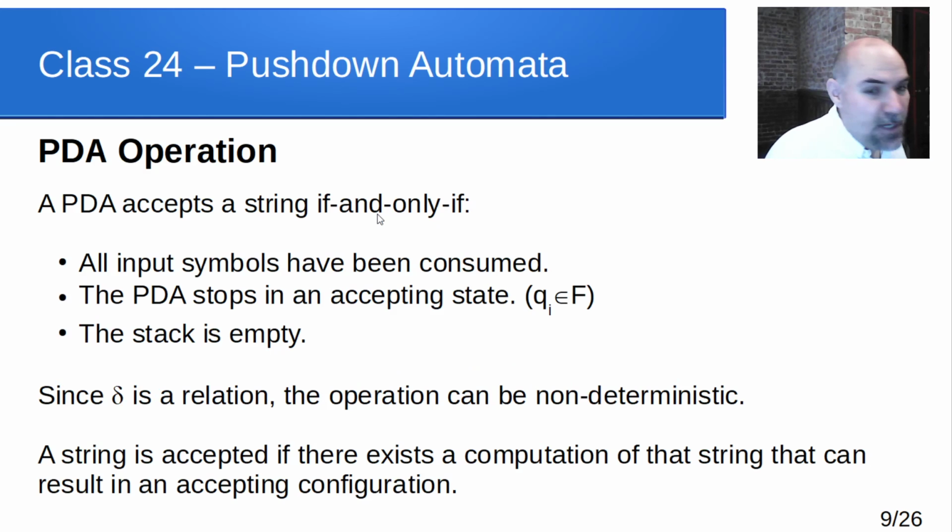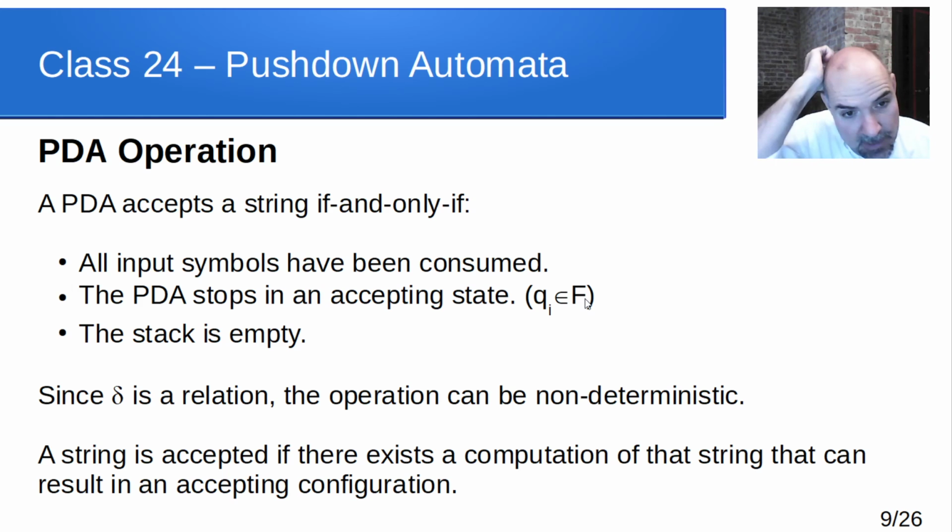Now, this is how the pushdown automaton works to accept strings. It accepts a string if and only if all the input symbols have been consumed. In other words, our configuration gets to the point where there's no input left, the state it was in when it ran out of input symbols was a final state as defined in F, and the stack has to be empty. In other words, all the symbols have to be off the stack. If all three of those conditions are met, then it accepts that string.